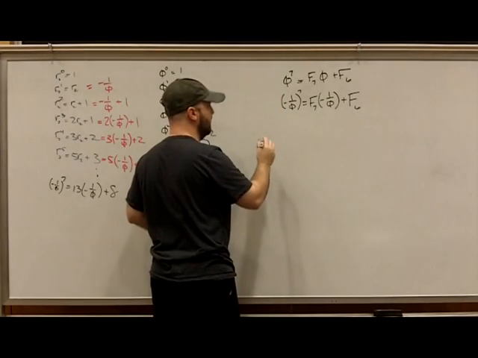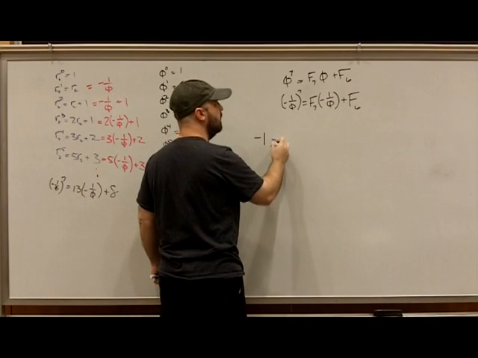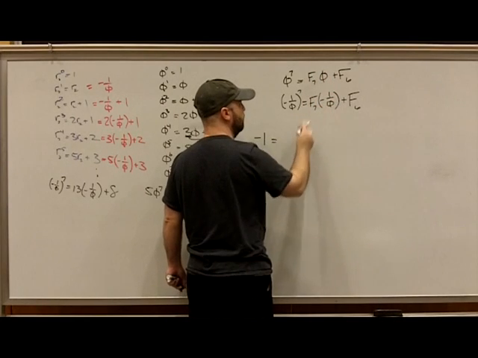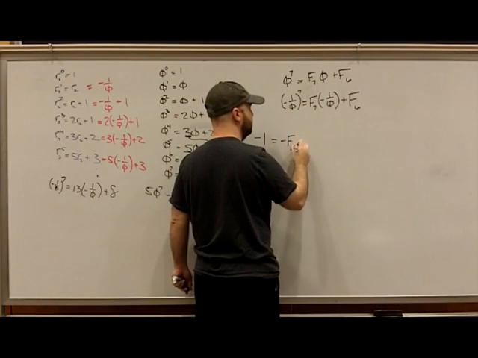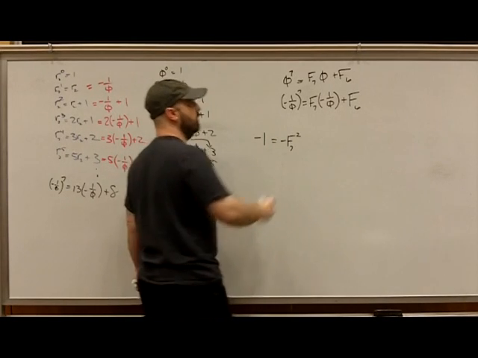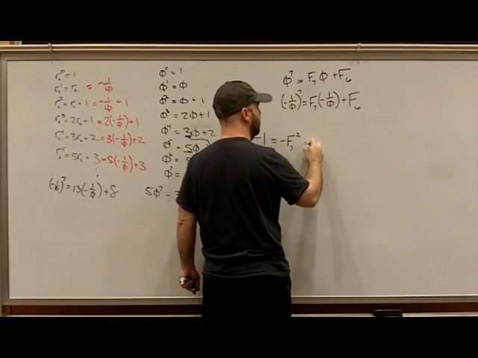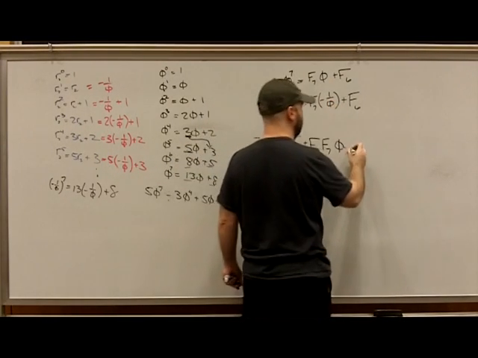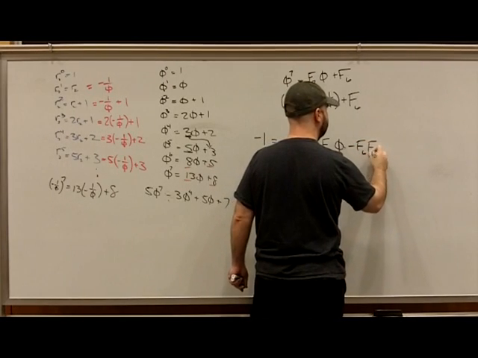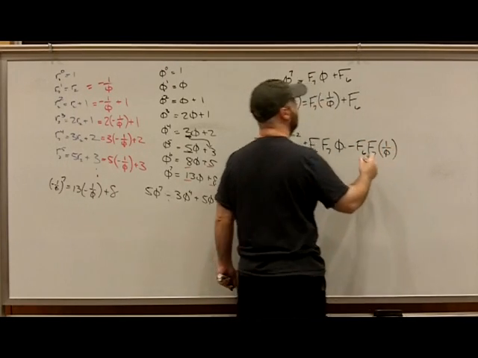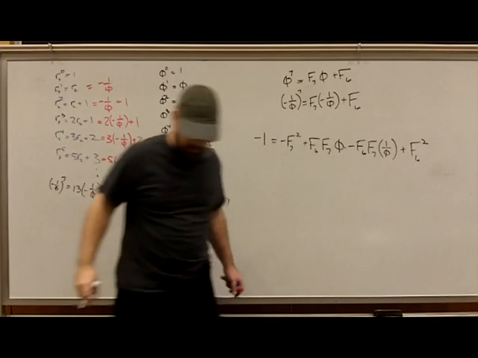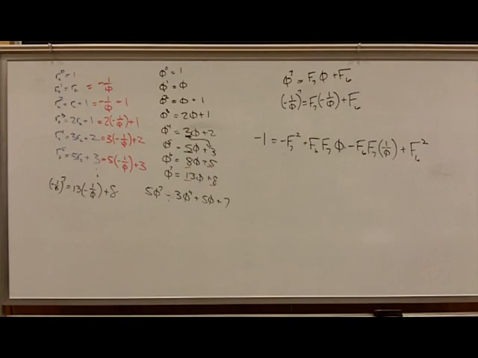We multiply the left-hand side, and we end up with negative 1. We multiply the right-hand side, and this times this equals negative f7 squared. We multiply these two right here, and we get f6 times f7 phi. We multiply these two, we get minus f6 f7 times 1 over phi. And we multiply these two, and we get f6 squared. And you know what? We're about to discover something that I've seen before and proved in other ways, but never in this way. So this is neat for me.